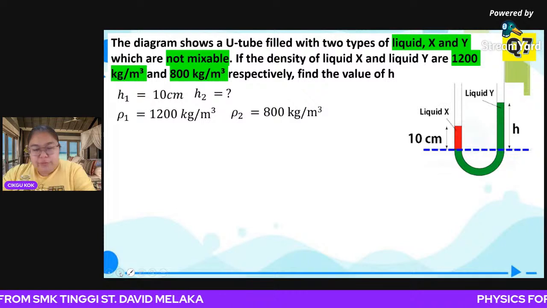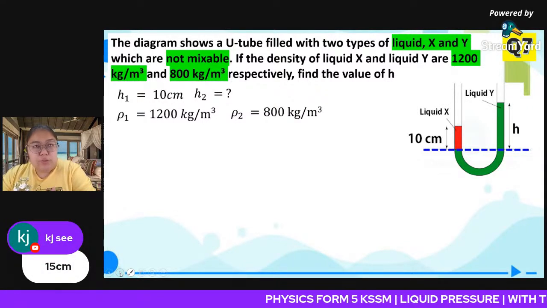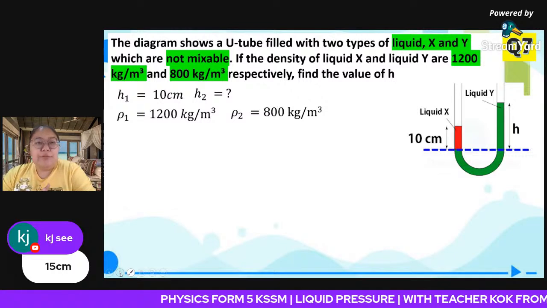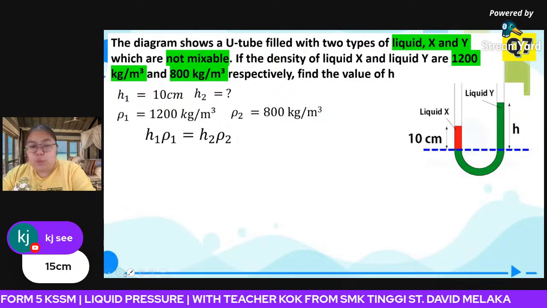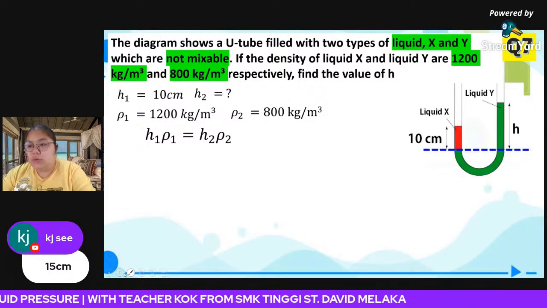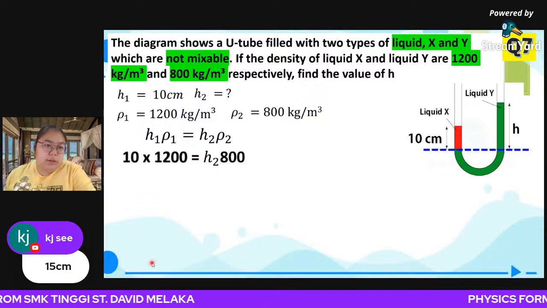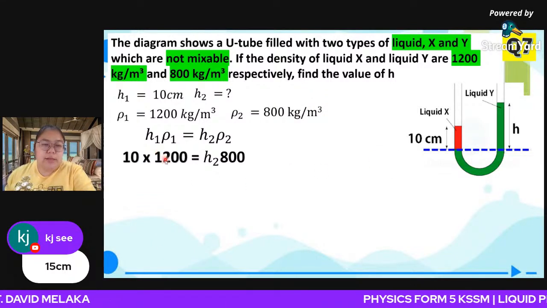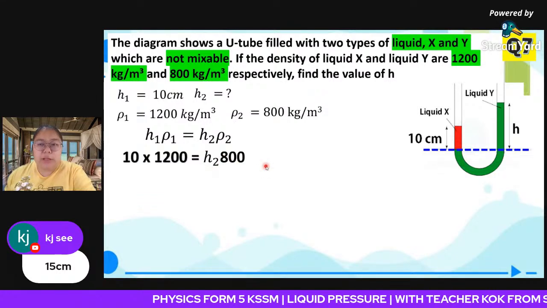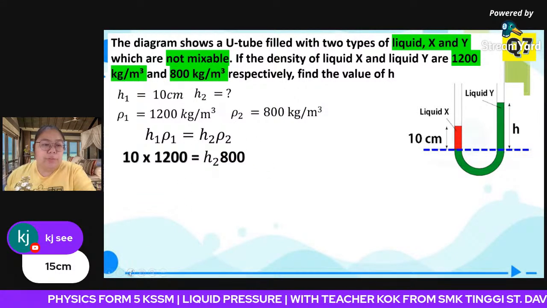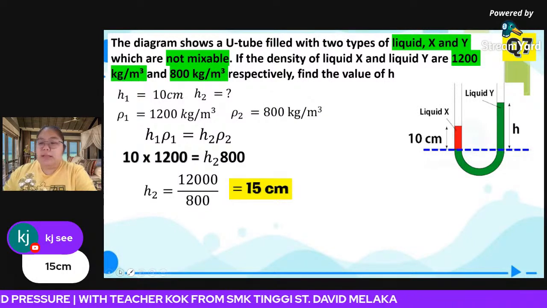Okay, I show the info. Every time when you do the question, you must show the info first, because you are more detailed when you do the calculation. After that, we show the H1, rho 1, H2, rho 2. Then we continue. Put all the info. H1 is 10 cm. Then the rho 1 is 1,200. Then the H2 we do not know, so we just leave it empty first. Then 800. So from here we do the calculation. So we find the H2, 15 cm.